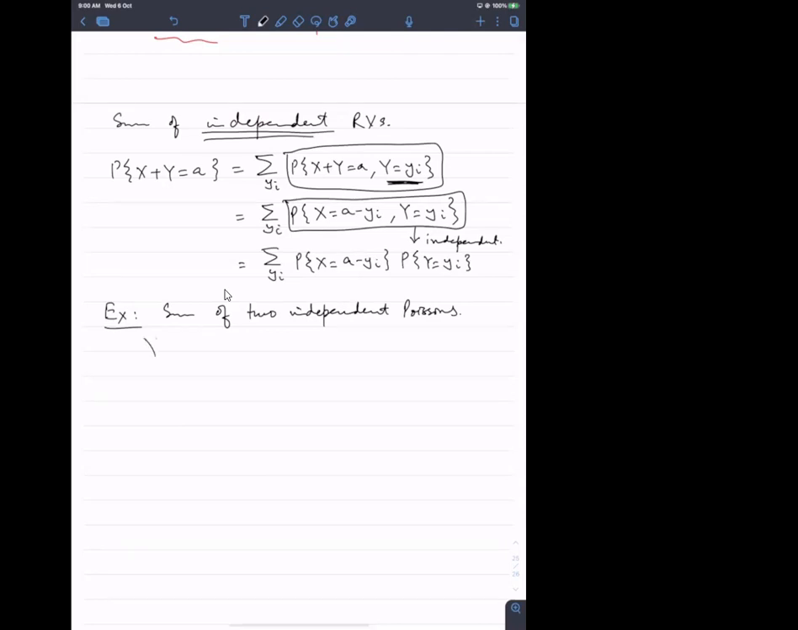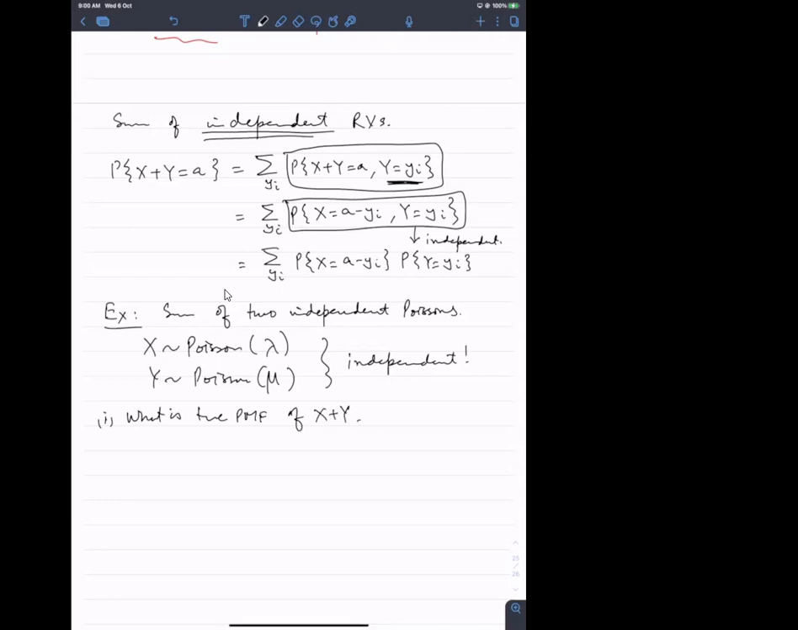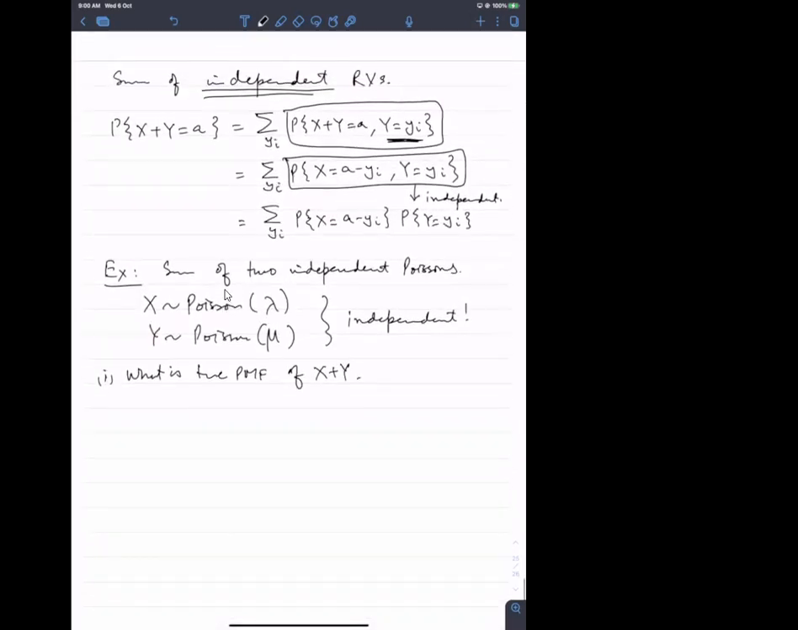Okay. So let's say you have X, which is Poisson lambda, and Y, which is also a Poisson with parameter mu. And let's say that these two are independent of each other. So the first question is, what is the PMF of X plus Y? Using this expression here, the PMF of X plus Y.